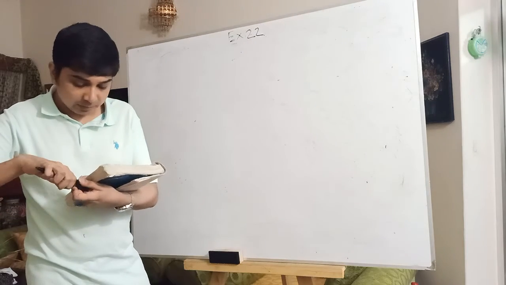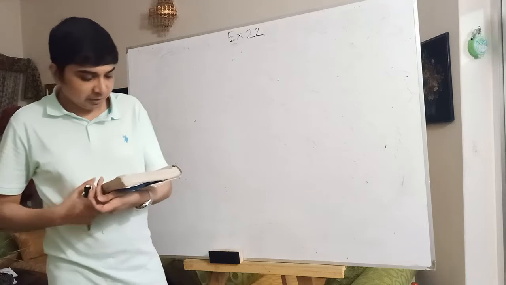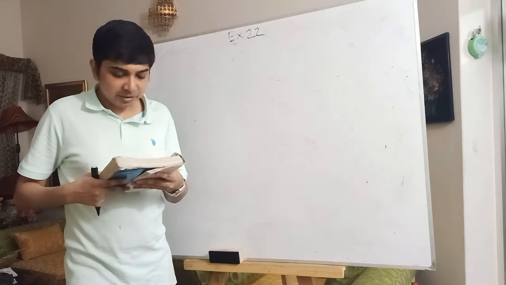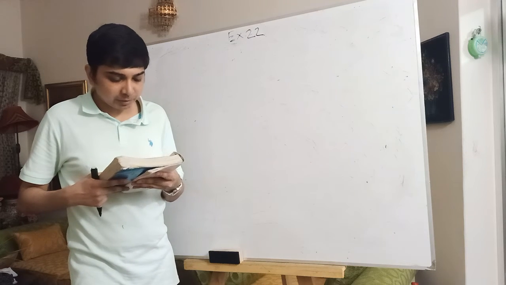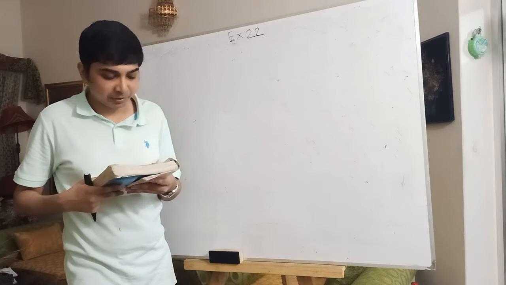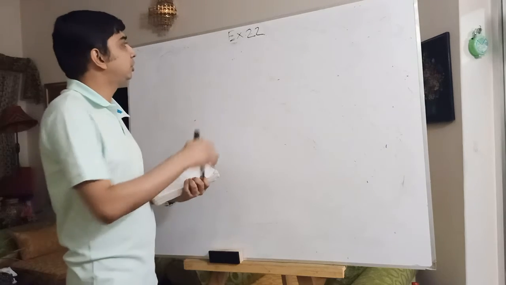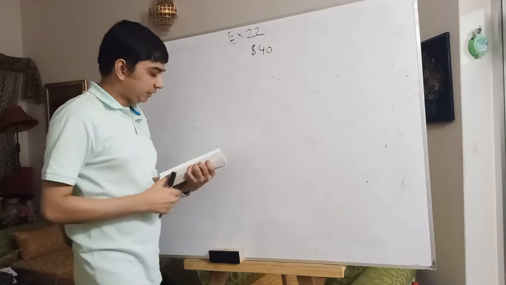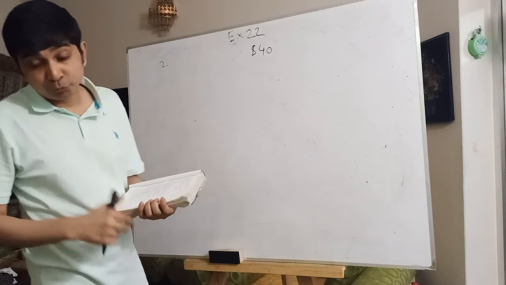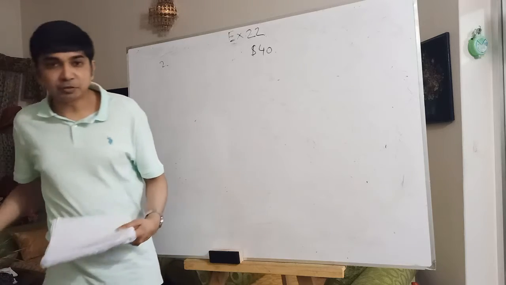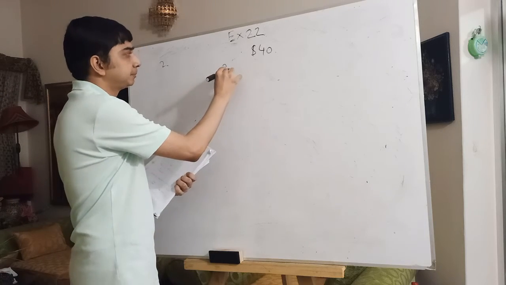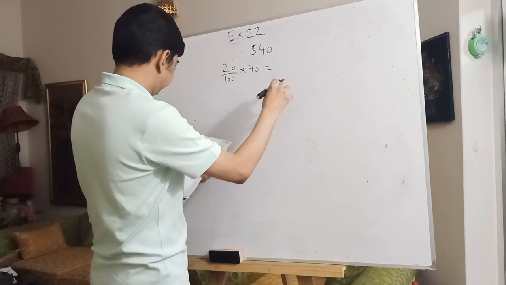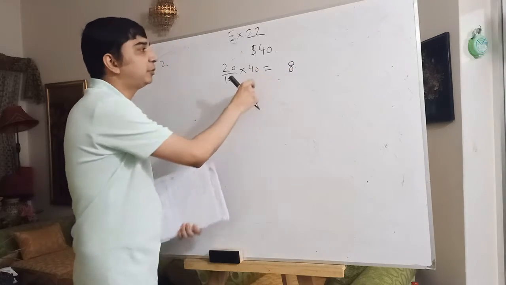In a sale, a jacket costing $40 is reduced by 20%. What is the sale price? So the actual normal price is actually $40. Now they're saying that the price is reduced by 20%. So what is 20% of 40? So that is 8. So 20% of 40, this is a reduction.